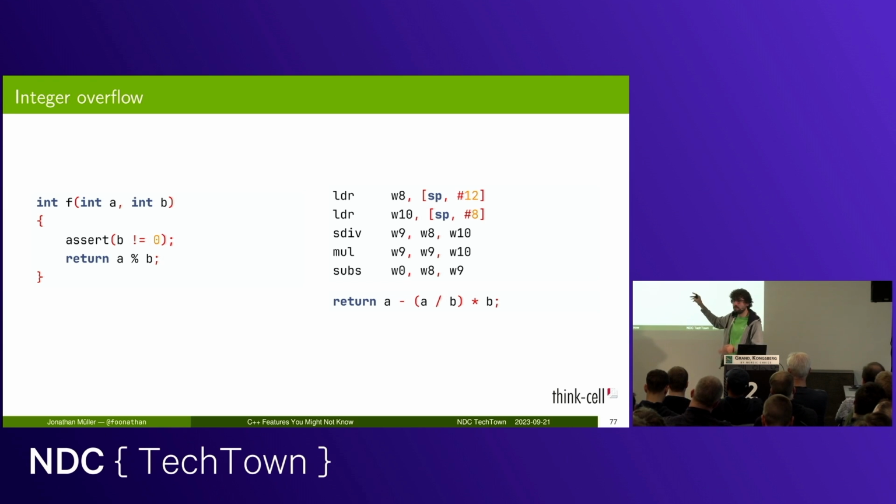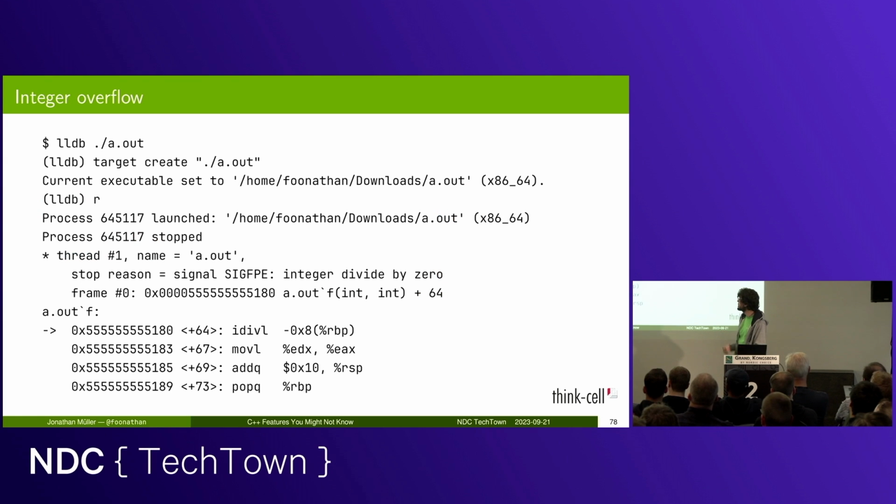And again, only this combination of inputs triggers undefined behavior. It's pretty fun if you want to debug it. Then you look at LLDB, and LLDB says we've got a floating point exception, which is a weird name, integer division by 0, which is not at all what we're doing. We're doing int min modulo -1. So this is a bit confusing.